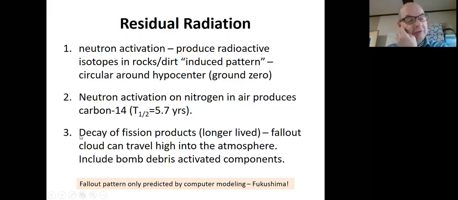And then you have the decay of the fission products that are released, which is the fallout and so on, that can travel high in the atmosphere, and can also include bomb debris, which can travel for very long distances. And the fallout patterns, as we know, can be quite complicated. If you think about Fukushima, the winds changed, and the fallout pattern was very complicated. This can only really be predicted by careful computer modeling.